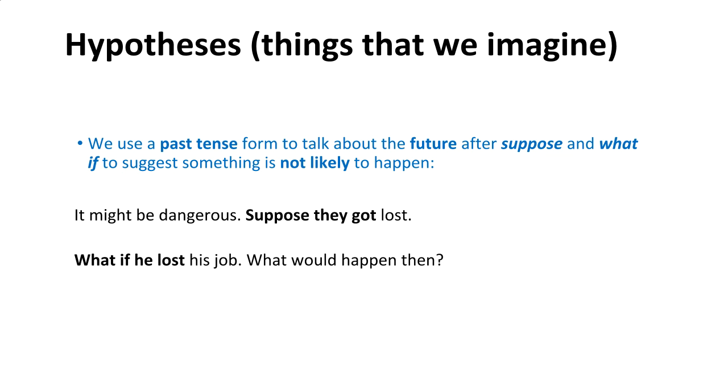Okay? Let's take a look at the second thing. We use past tense form to talk about the future after suppose and what if to suggest something is not likely to happen. So, in the last example, we talked about the things which were likely to happen, but now we are talking about things which are not likely to happen. Let's say it might be dangerous, suppose they got lost. So, it's just a hypothesis that it might be dangerous if they got lost, but the situation is not likely to happen, right? So, just things that you imagine for future, right?